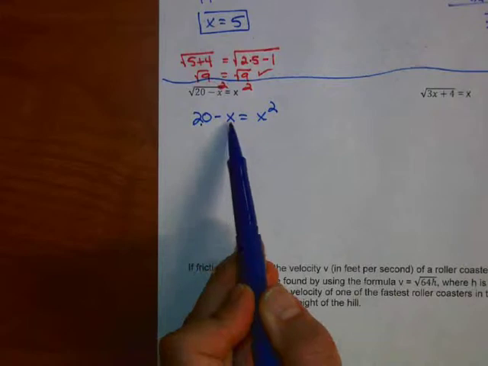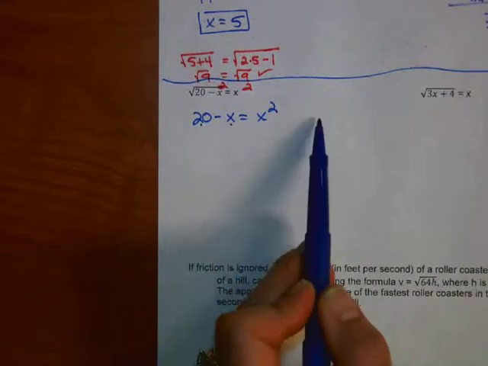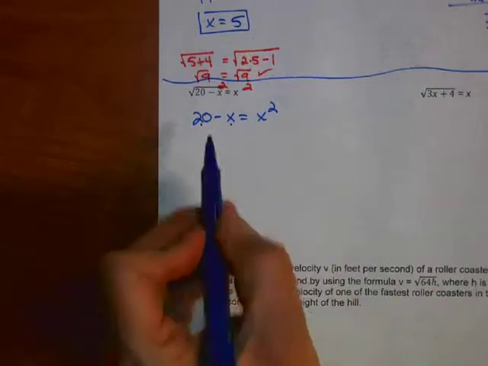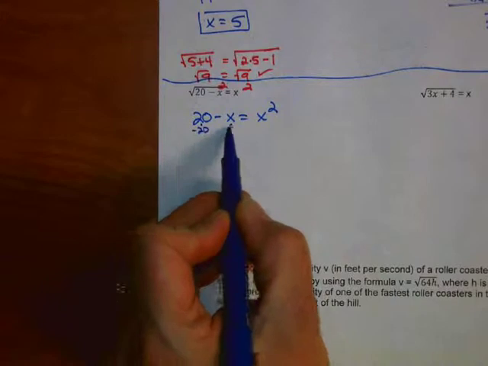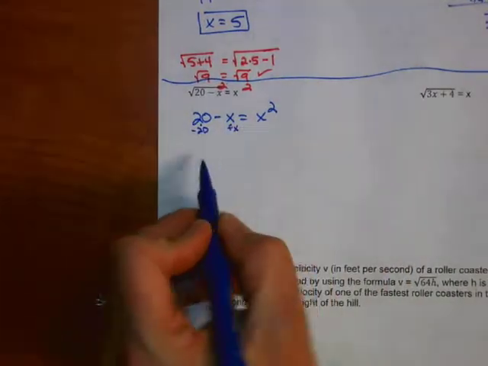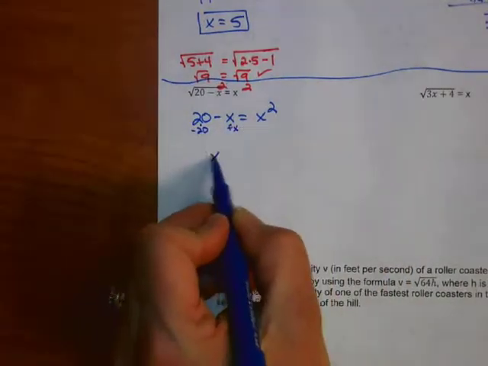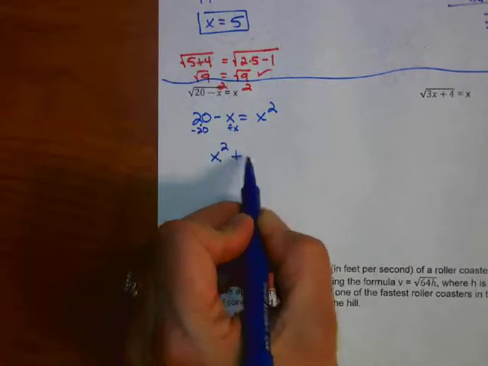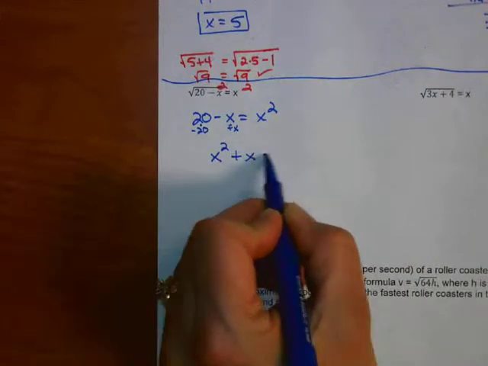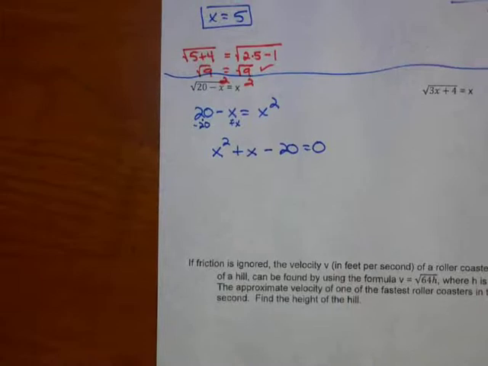So I'm going to take these and move them over to this side and get it set equal to 0 that way. So I'm going to subtract 20 and add x over here. And watch, this is what I end up with. X squared plus x minus 20 equals 0. That's in the right order. That's ready to factor.